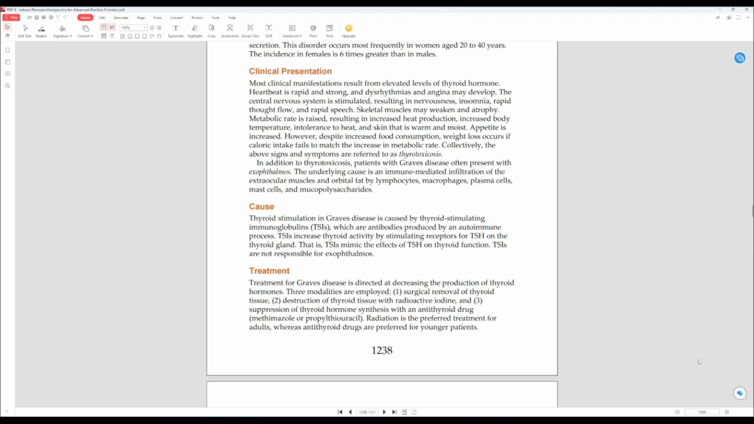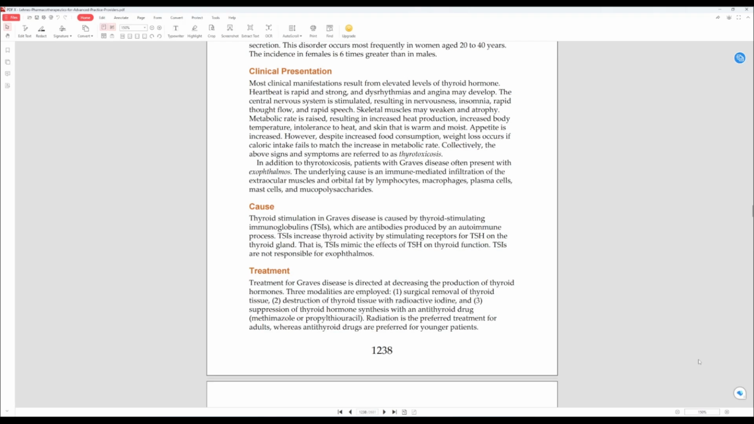Most clinical manifestations result, again, from an elevated level of thyroid hormone. The heartbeat is rapid and strong, and dysrhythmias and angina may develop. The central nervous system is stimulated, resulting in nervousness, insomnia, rapid thought flow, and rapid speech. Skeletal muscles may weaken and atrophy. Metabolic rate is raised, resulting in increased heat production, increased body temperature, intolerance to heat, and skin that is warm and moist. Appetite is increased.